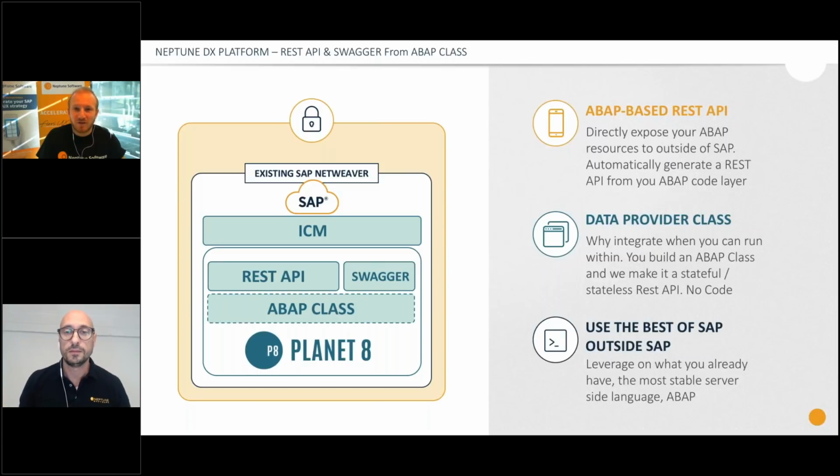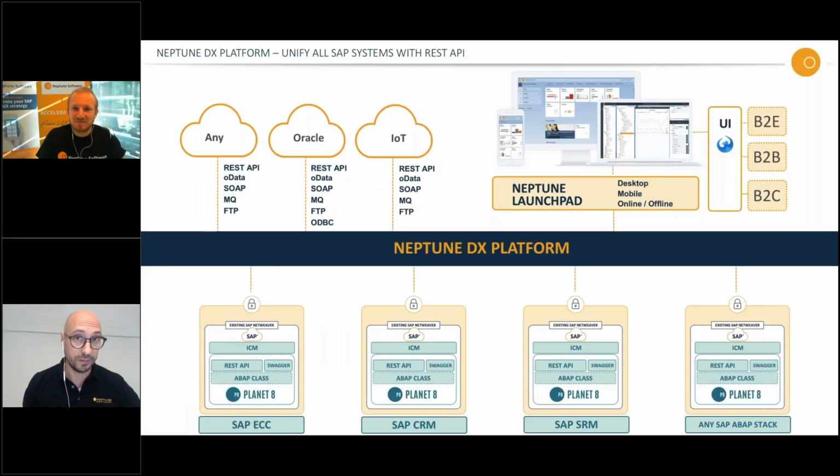Okay, so hold on. That means as a developer, I create my ABAP class, right? I have my private methods calling BAPIs, function modules, whatever, direct selects from your database. And the REST API part is done by Neptune. Exactly. Simple. No code. And what does that mean for your architecture?